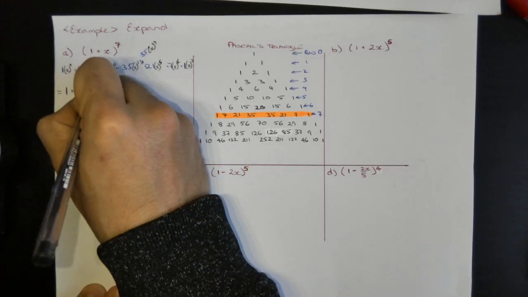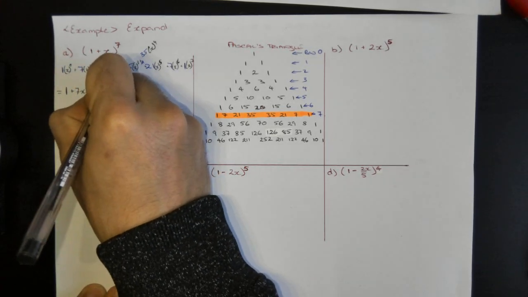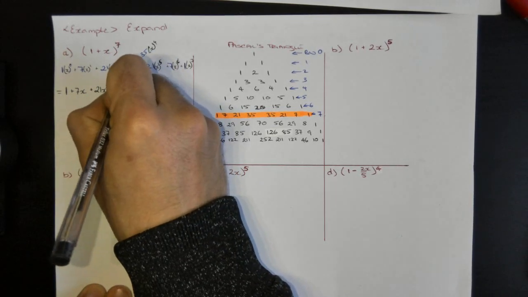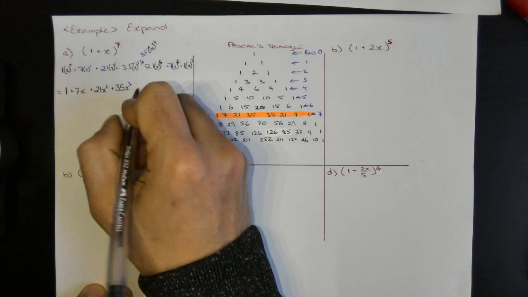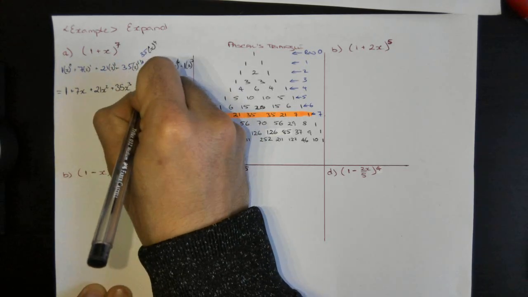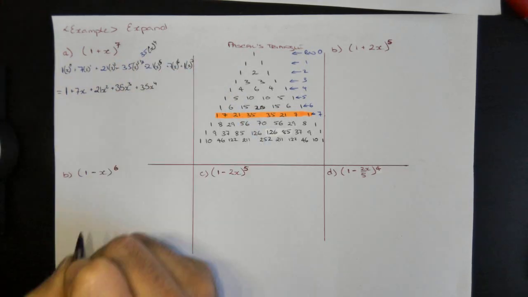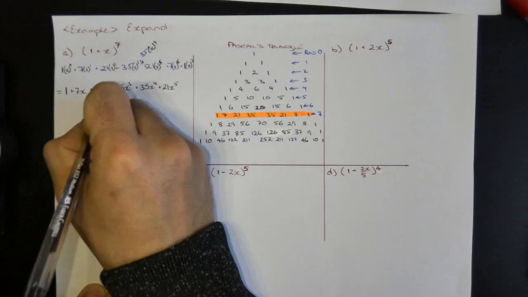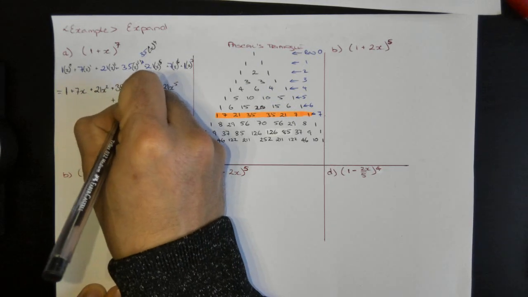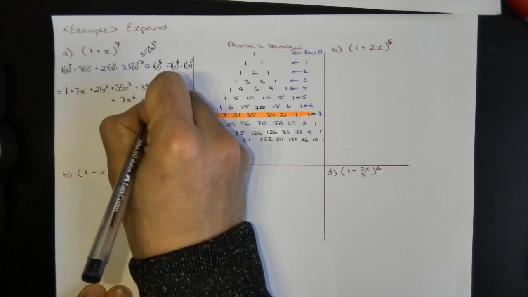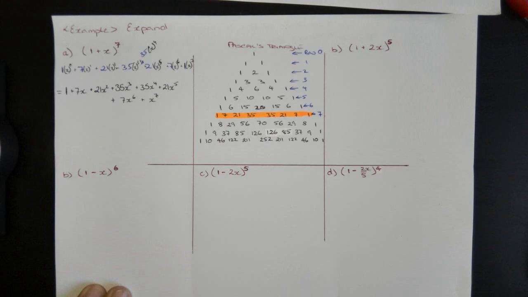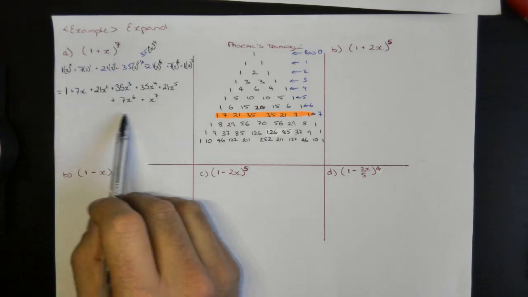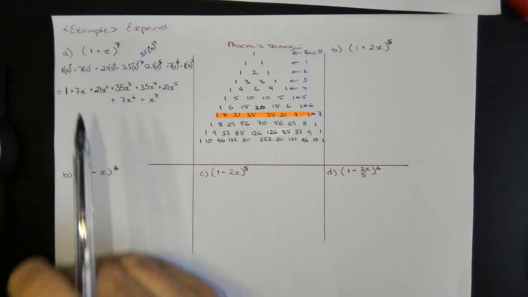This becomes x squared, so 21x squared plus 35x cubed plus 35x to the power of 4 plus 21x to the power of 5 plus 7x to the power of 6 plus x to the power of 7. Okay, so the solution of 1 plus x to the power of 7 is this. This is the solution.